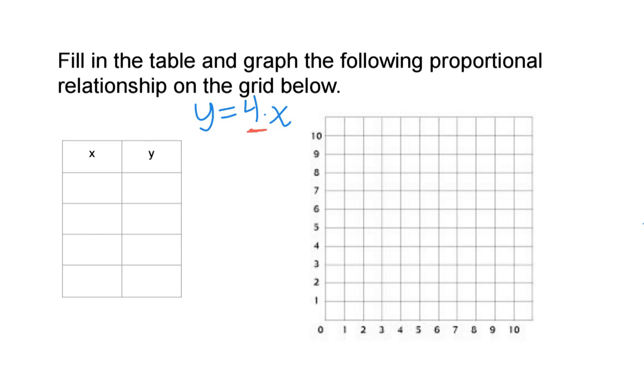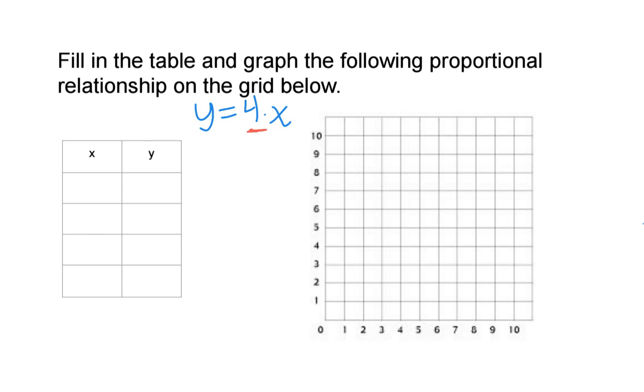Because our grid in this case, the numbers only go 1 through 10 on the x and y axis, we're going to want to start by choosing our x values relatively small. We could theoretically choose any number for x, but because we're going to try to graph this on this smaller grid, we're going to choose smaller numbers.